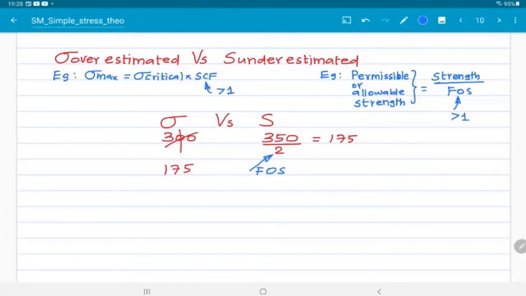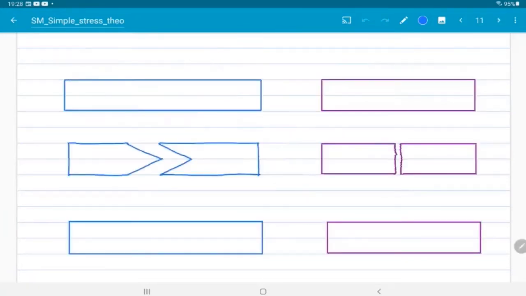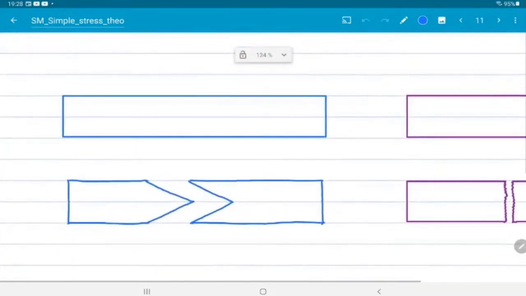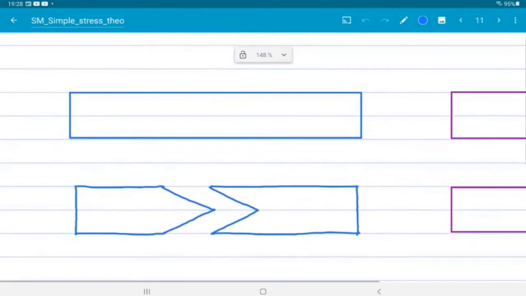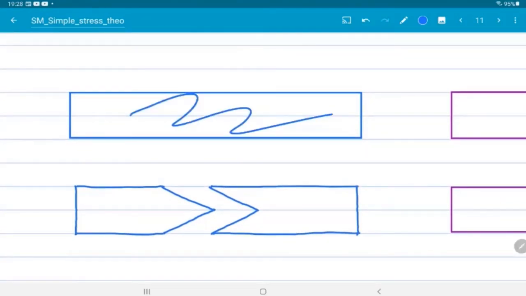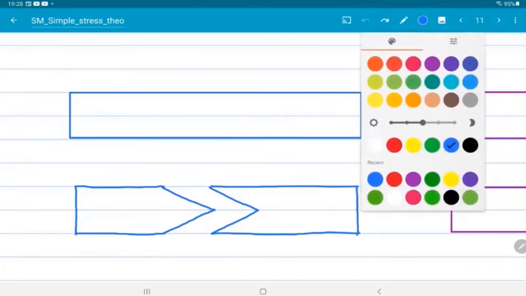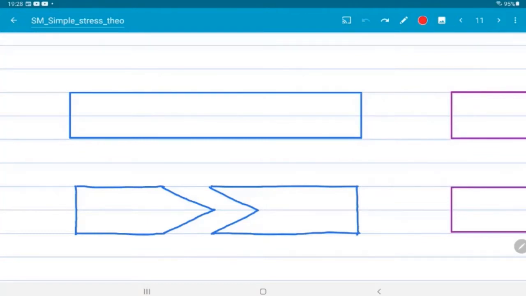Next point, very important information. Focus only on one diagram, this one. It is a uniaxial bar. I am applying tensile stress. Tensile stress means it is a normal stress. Tension and compression both come under normal stress. So the applied stress is normal stress.